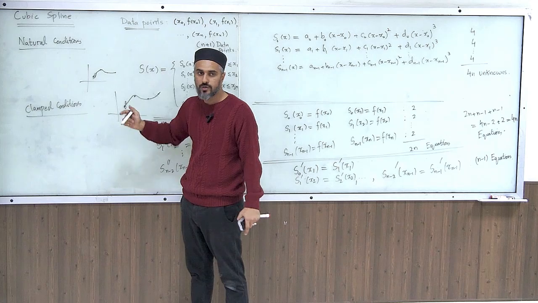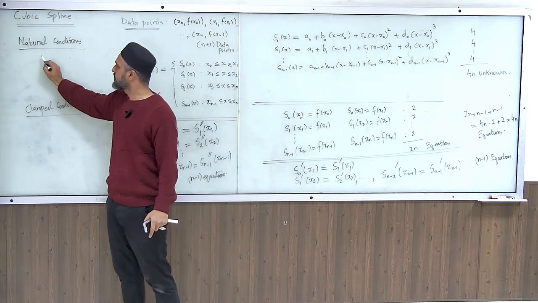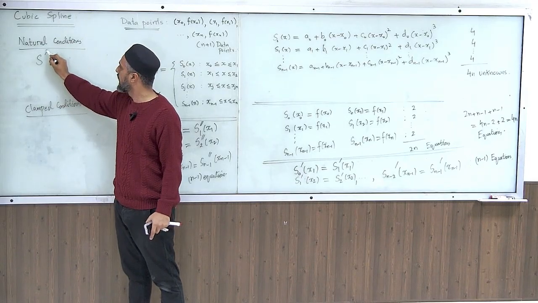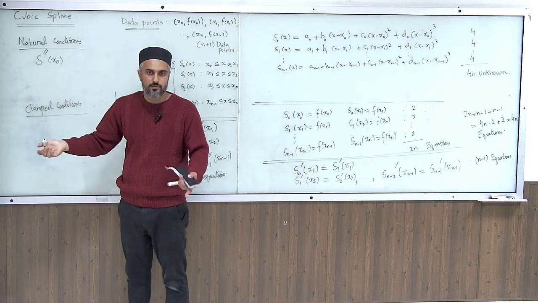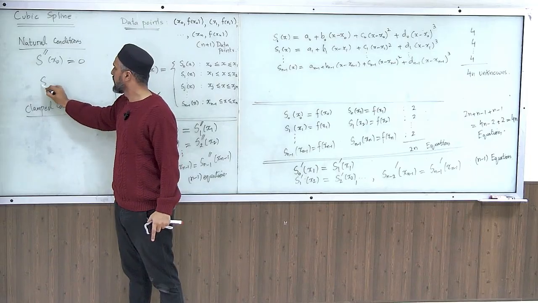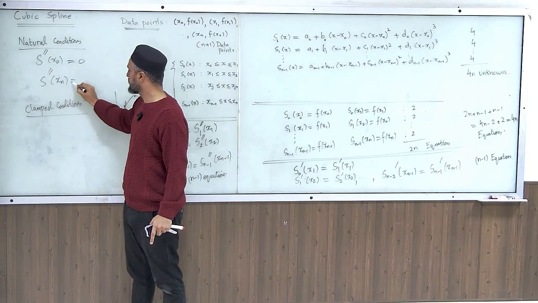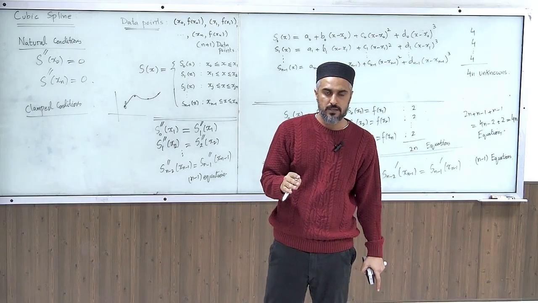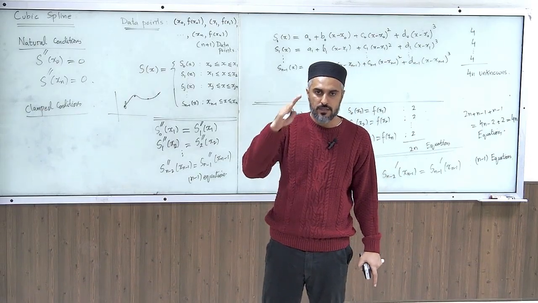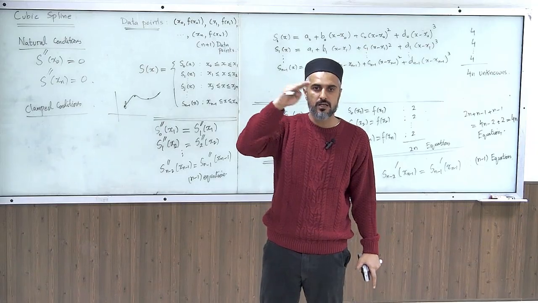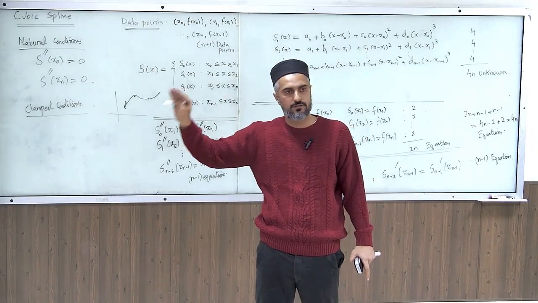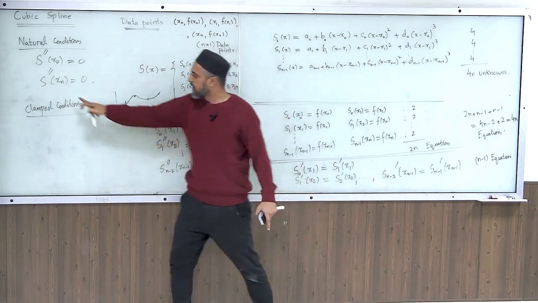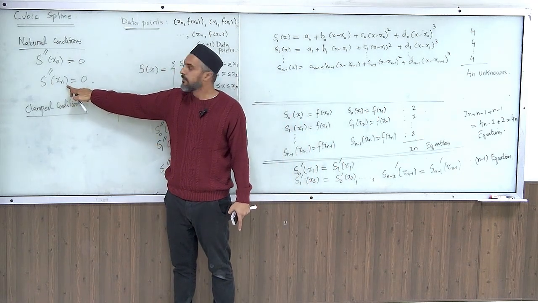And how can we achieve that? We can achieve that by making the second derivative of s at x naught, which is one of the endpoints, equal to 0, and at the other endpoint xn it should also be 0. A second derivative of 0 means the curvature is 0, which means there is not much changing happening in the curve. It's a straight behavior. So these are the natural conditions.